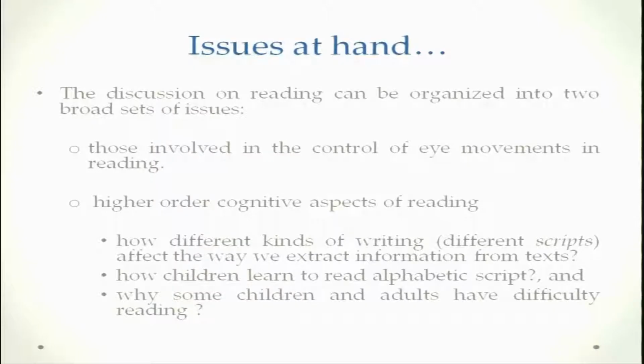So given that I've given you this preface, this little background, there are two kinds of issues that mainly come to the fore when you're talking about reading. The first issue, and the more basic issue, is the control of eye movements in reading. How do you use your eyes to scan the piece of text? That is very important. And then there are higher order cognitive aspects of reading, for example, how the different kinds of script are going to influence your eye movements, and how you will gain information from these different kinds of scripts.